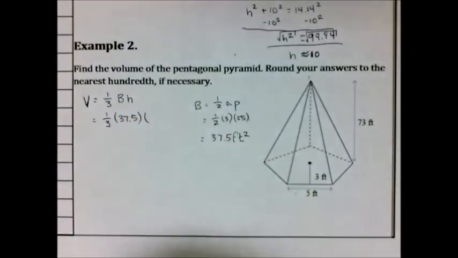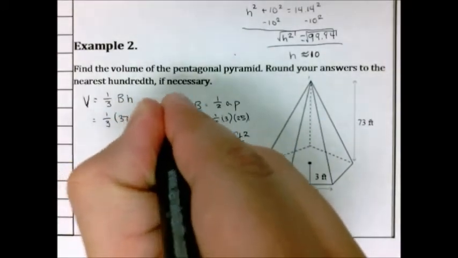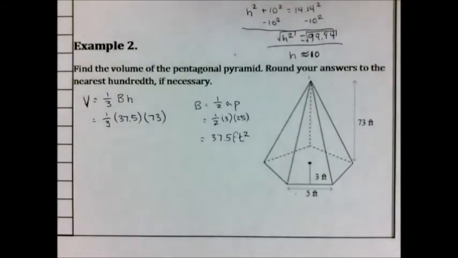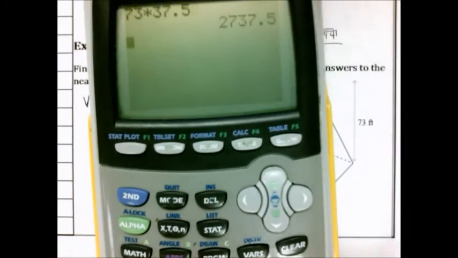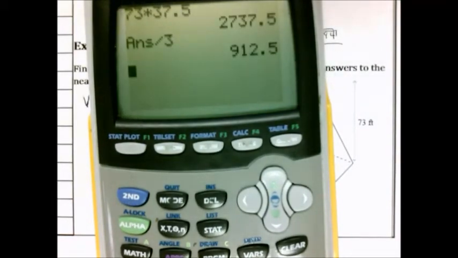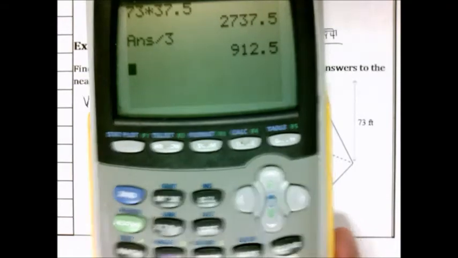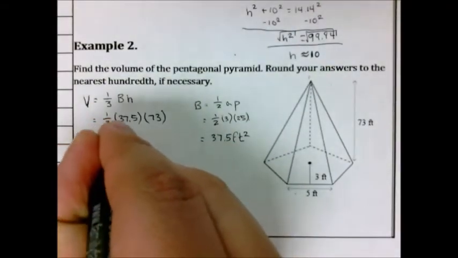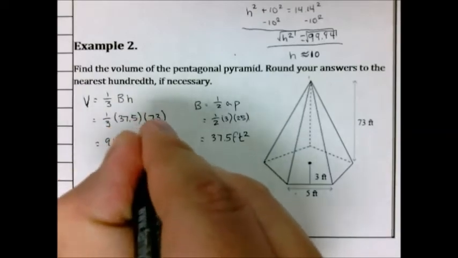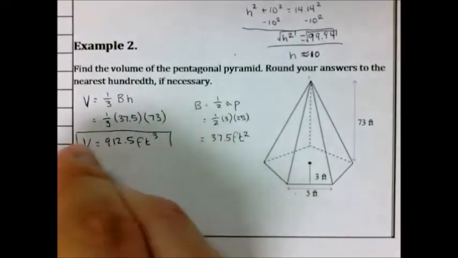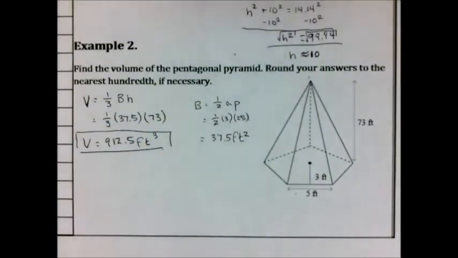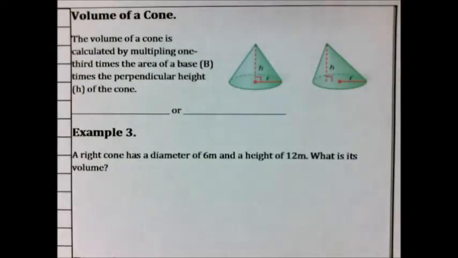And the height of this whole pyramid is ending up to be just 73. And so now all we have to do is just multiply all this stuff out. 73 times 37.5, all divided by 3, so multiplied by 1/3, gives us 912.5 feet squared. 912.5, talking in feet. Sorry, not squared, but cubed, because we're doing volume. And that is the area inside that pentagonal pyramid.